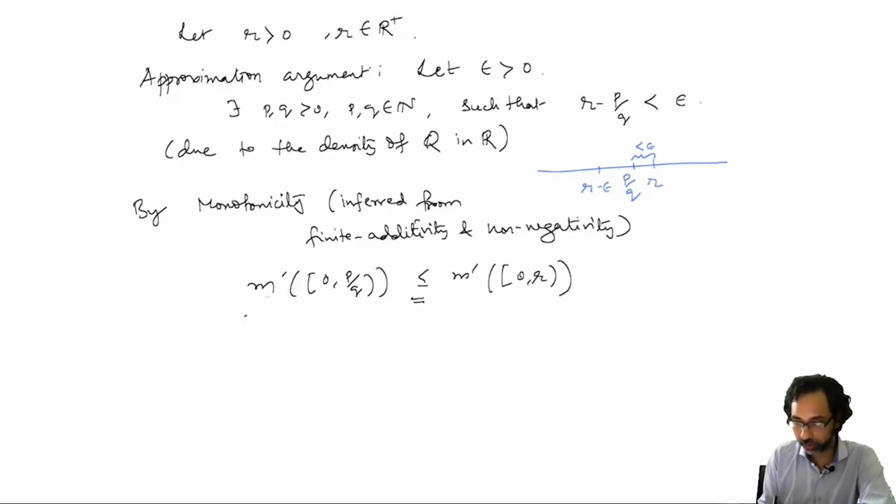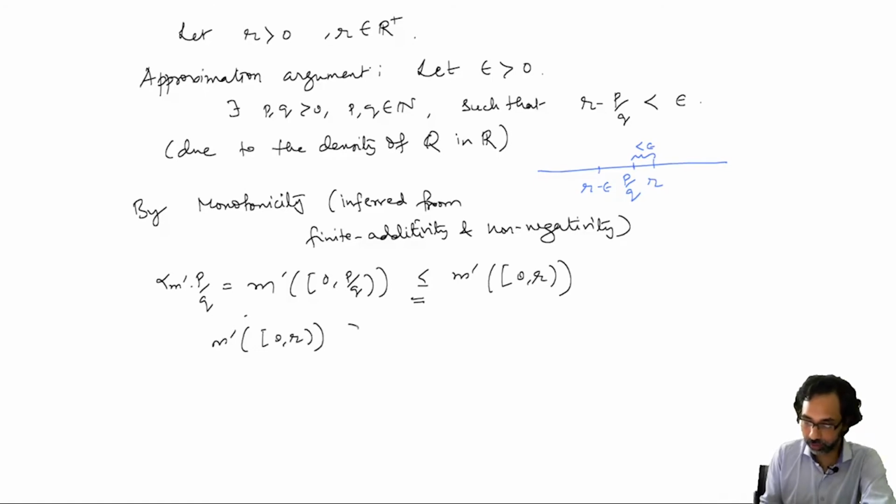Now we already know what our m prime of 0 to p by q is. This is nothing but alpha m prime times p by q. So we have m prime of 0 to r is greater than or equal to alpha m prime times p by q. But note that we have chosen our p by q such that p by q is greater than r minus epsilon from this choice. Therefore, this is greater than or equal to alpha m prime times r minus epsilon.